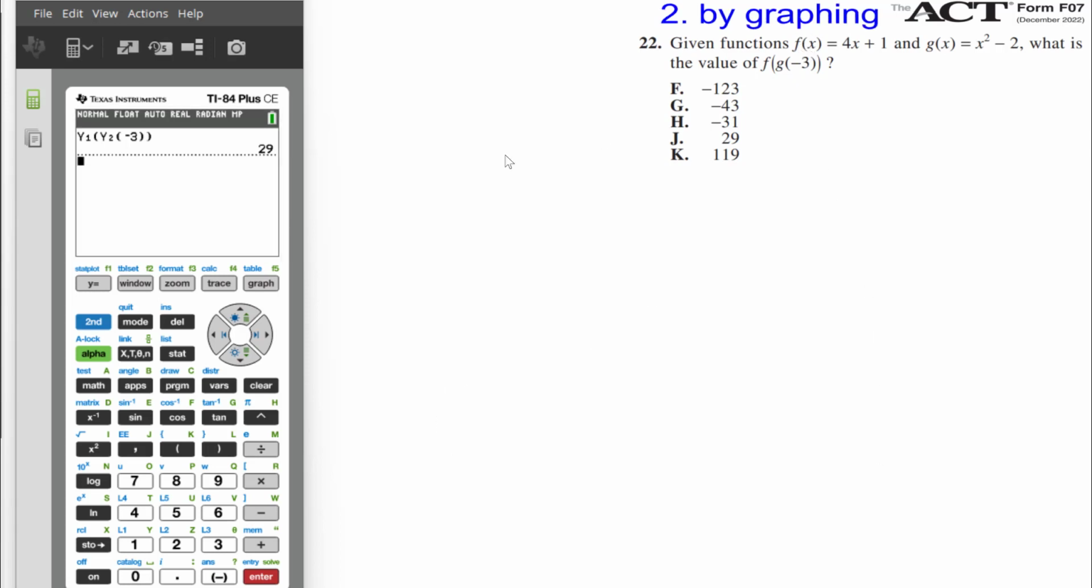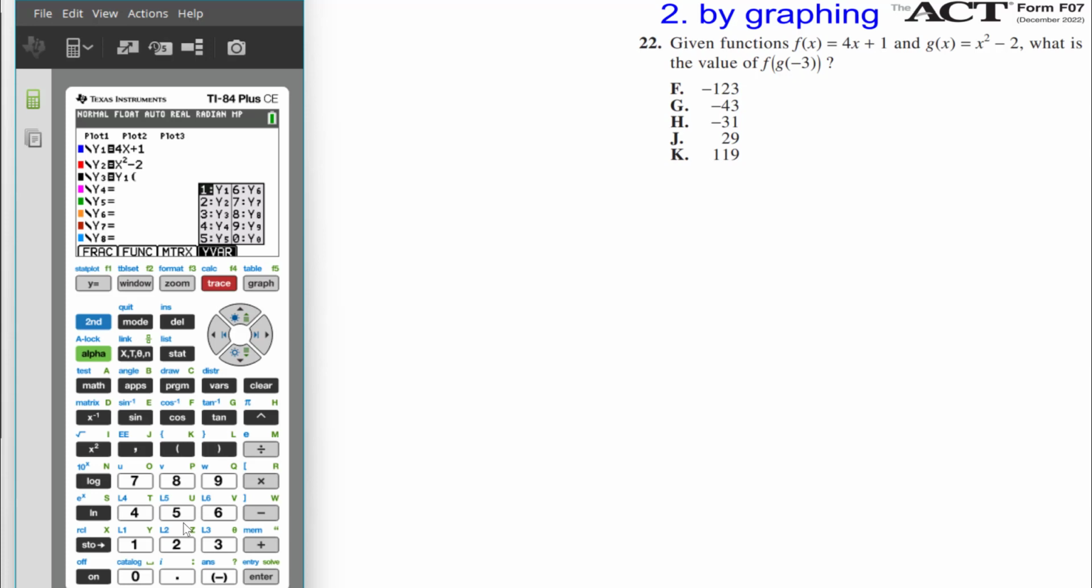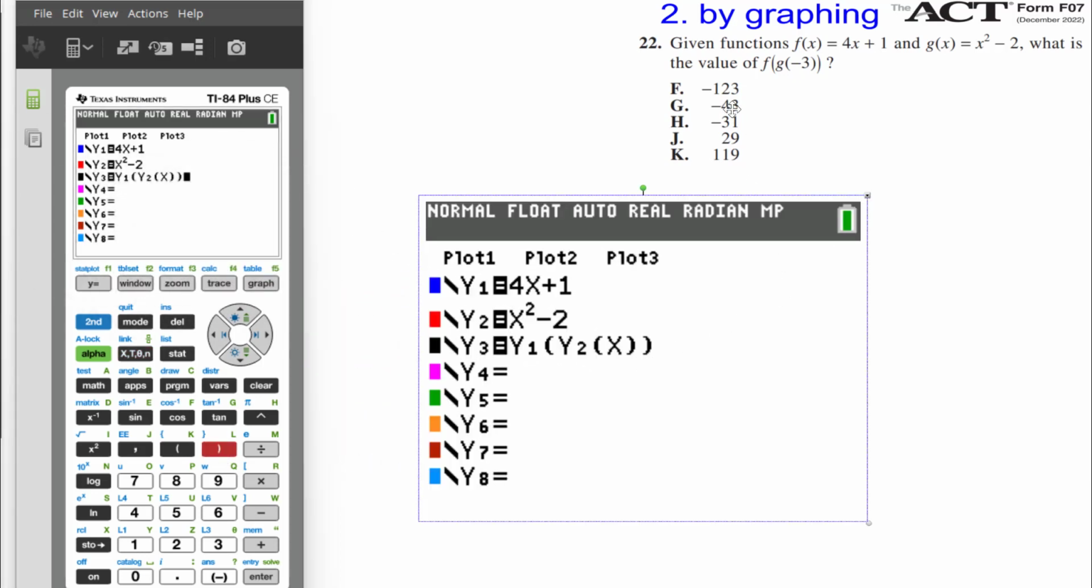A second way is by graphing. Since I already have these in y1 and y2, I'm going to go down to y3. In y3, instead of f of g, I'm going to type y1 of y2 of x. Again, the y variables are in alpha trace: y1 of alpha trace, and then go down to the second one for y2 of x, and then double parentheses. So I'm using y1 of y2 as f of g, and I'm going to go ahead and graph that.